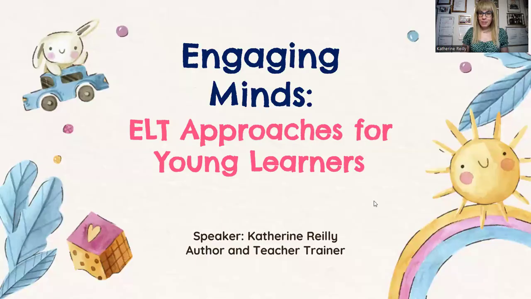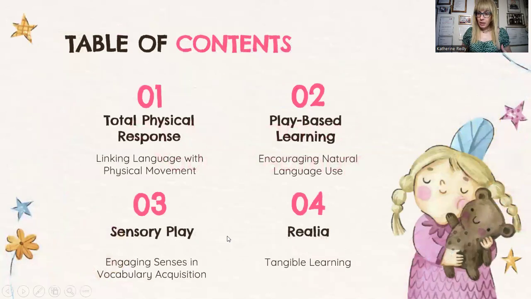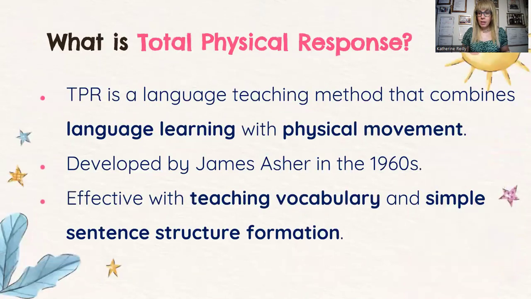Here we are, engaging young minds. Okay, so ELT approaches for young learners, and we will be addressing 4 educational approaches. Total physical response for linking language with movement, play-based learning for encouraging natural language use, sensory play as we engage the senses in vocabulary acquisition, and finally, Realia for tangible learning. Let's start off with total physical response.